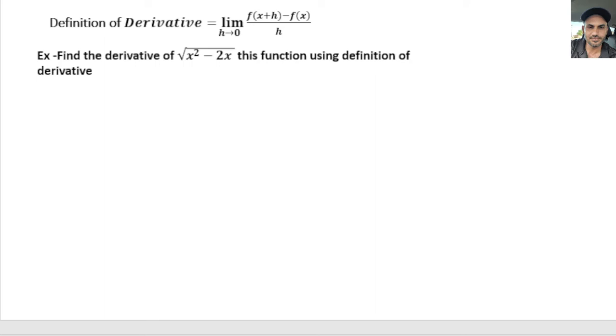Hello, welcome everyone. In this video, I'm going to work over another example. We have this function right here, and we want to use the definition of derivative to solve this function. So I'm going to go ahead and start plugging in the terms that we have here. We're going to evaluate the function at x plus h. So what I'm going to do is plug in x plus h into our function.